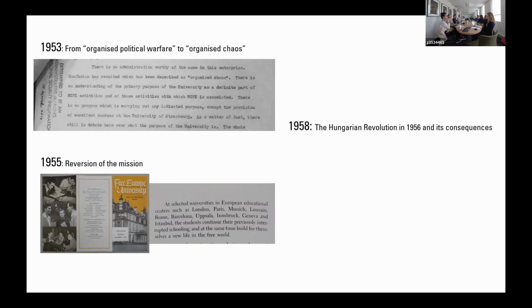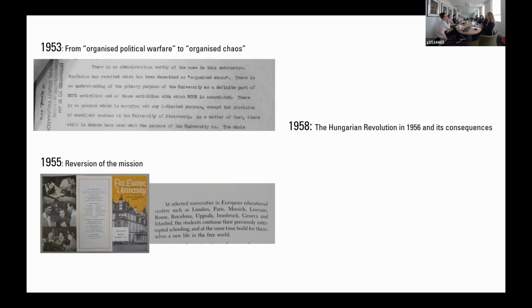And the last challenge that the Free Europe College had to deal with was the Hungarian Revolution of 1956 and its consequences. So the revolution broke out on 23rd October and was crushed by the Soviet military intervention on 12th November, which was immediately discussed in the United Nations Security Council. At the same time, the Soviet Union attacked the Free Europe Radio and the United Nations for intervening in the internal affairs of people's democracies to overthrow communist governments.